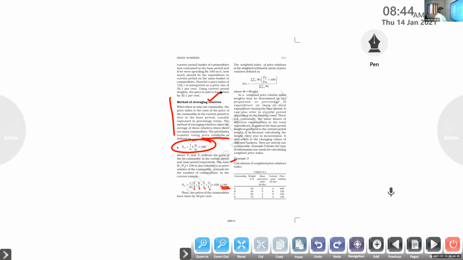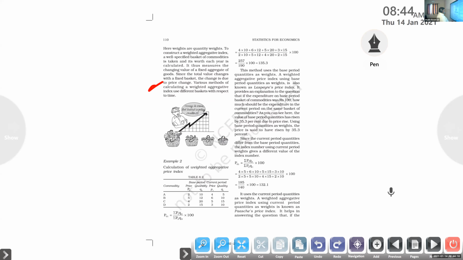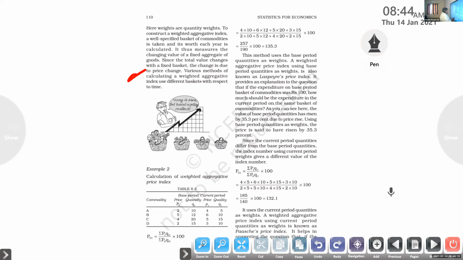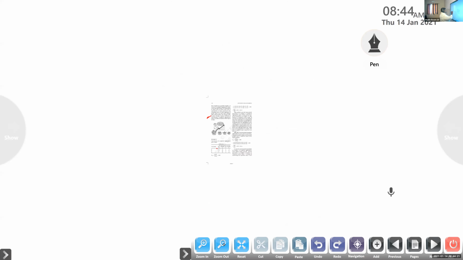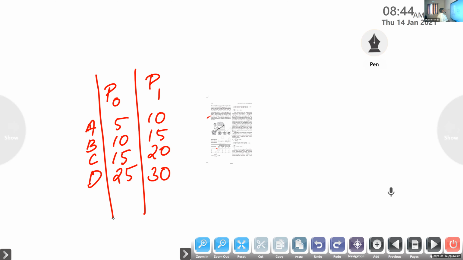So rewrite the question. Use that equation to find out the value. Okay, here it is. A, B, C, D. Price of the base year, it is 5, 10, 15, 25. Price of the current year, it is 10, 15, 20, 30. Come on, calculate this one first.